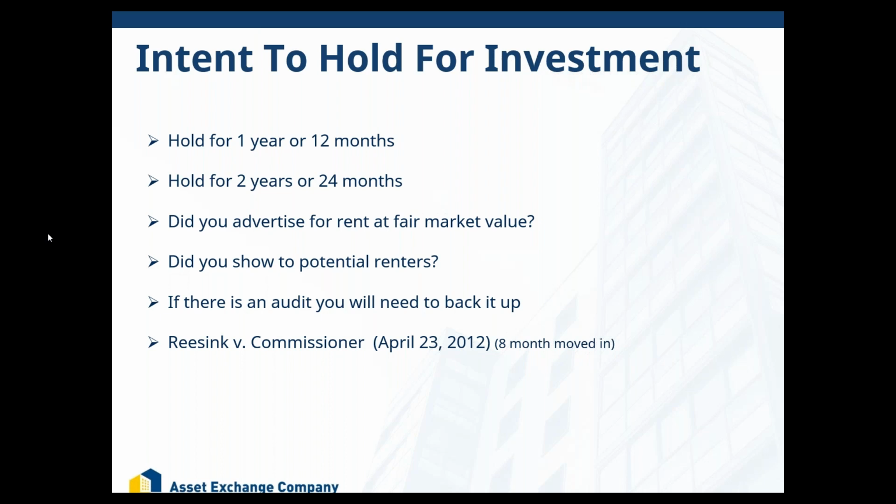It's going to be more so about your intent. And as I mentioned, if you ever get audited, you're going to have to be able to back it up. All right, so please, everybody, just remember investment intent, okay?